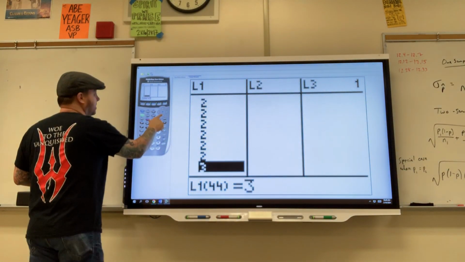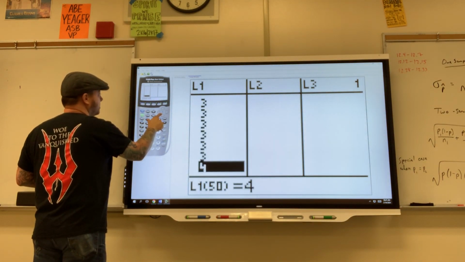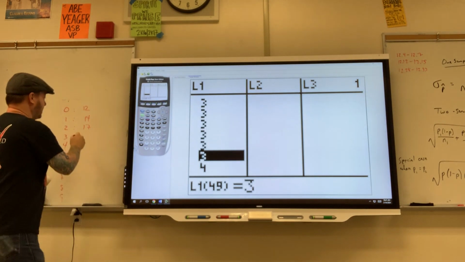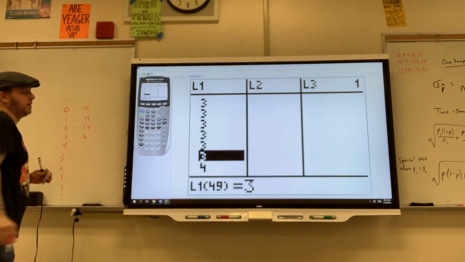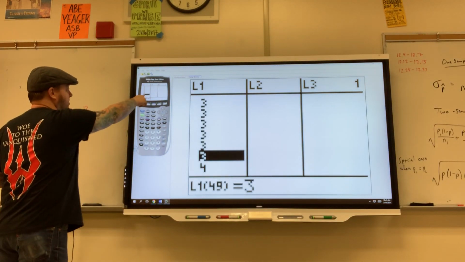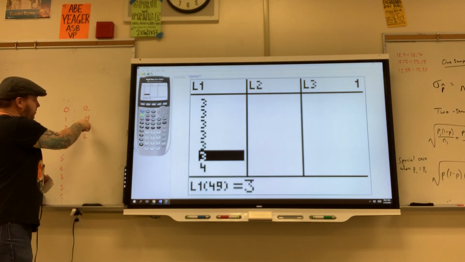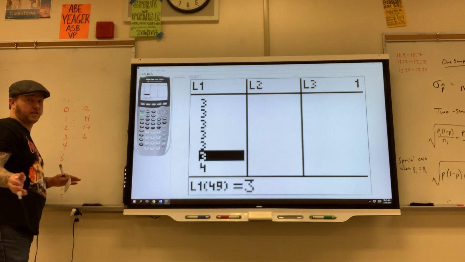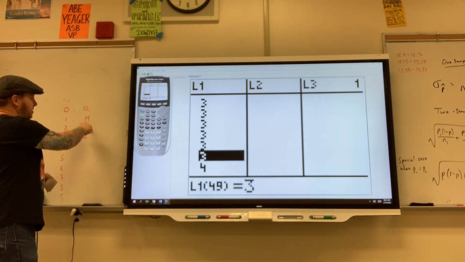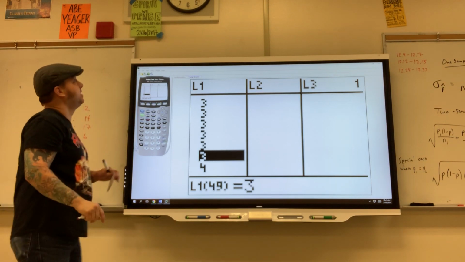Threes. 1, 2, 3, 4, 5, 6 threes. Now, if you want to check to make sure you've counted correctly, this is our 49th number. If I take 12 plus 14 plus 17 plus 6, I should get 49. Do I? There's 20, 32, 49.